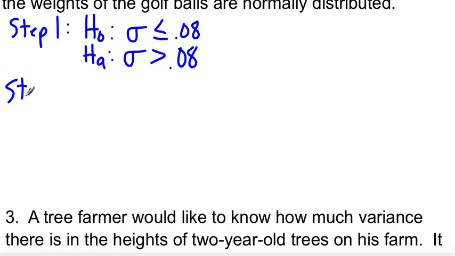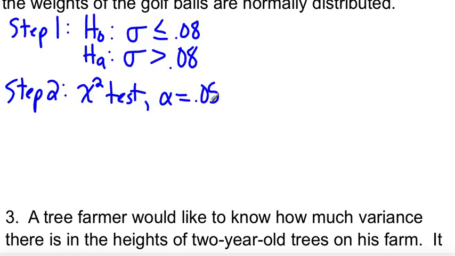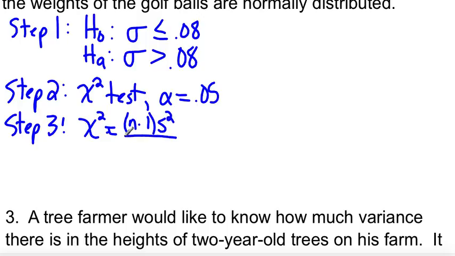All right, step two. Since we're talking about standard deviation or variance, this is still a chi-squared test. And we have that alpha is 0.05. Okay, we're going to calculate our test statistic. So chi-squared is n minus 1 times s squared over sigma squared.